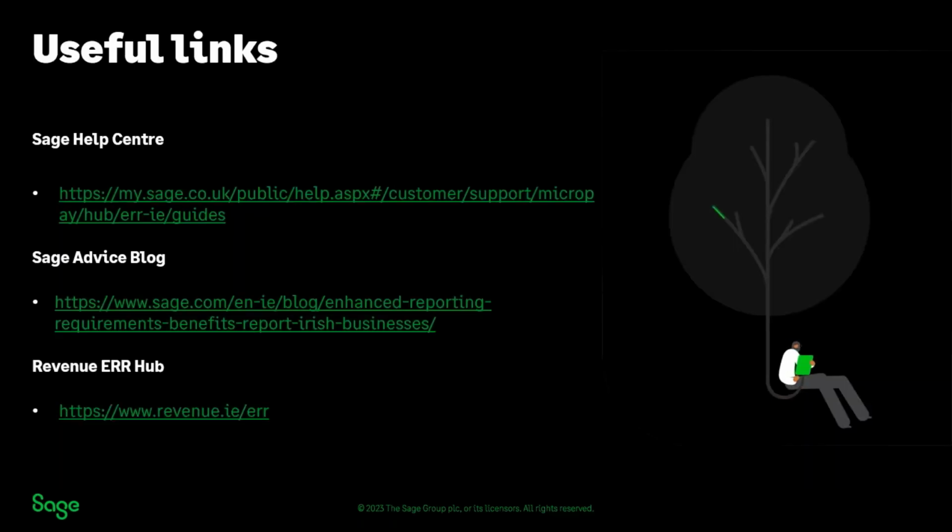And I have put together some useful links. So the link to the Help Centre hub for ERR is the first one just there. We've written a blog all around the enhanced reporting requirements legislation, so you can check that out on sage.com. And I've mentioned it a few times, but Revenue's ERR hub will be where to go if you've got questions about the legislation or how to categorize what category a specific expense falls under.